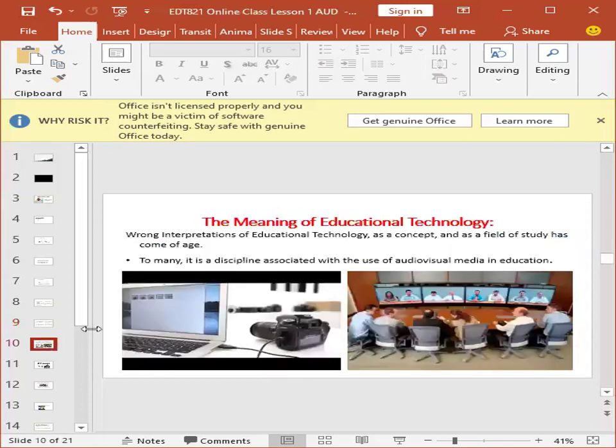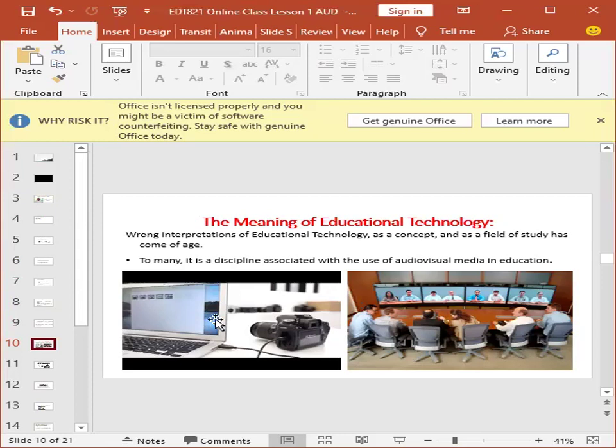The meaning of educational technology, wrong interpretation of educational technology as a concept and as a field of study has come of age. People have wrong notions about educational technology. To many, it is a discipline associated with the use of audiovisual media in education. So the moment they see products of engineering, they say, education technology people have come. They have associated the discipline with the use of audiovisual media in education, whereas they have no idea of the concept of educational technology.